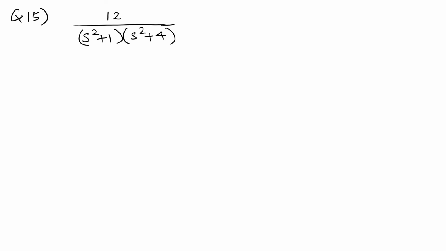Suppose we have 12 divided by (s squared plus 1) times (s squared plus 4). And you see that both of them are irreducible. So how to do it? We can write the same argument as before.